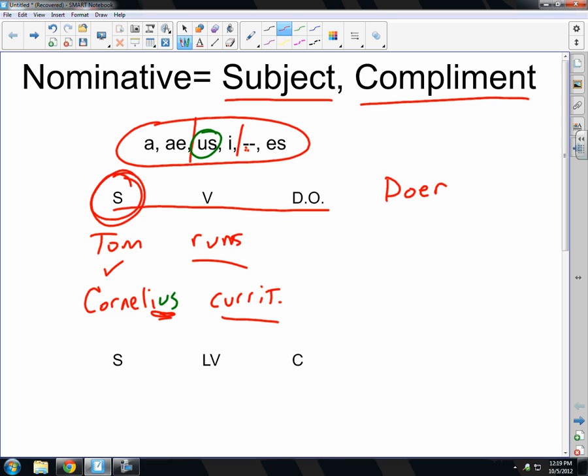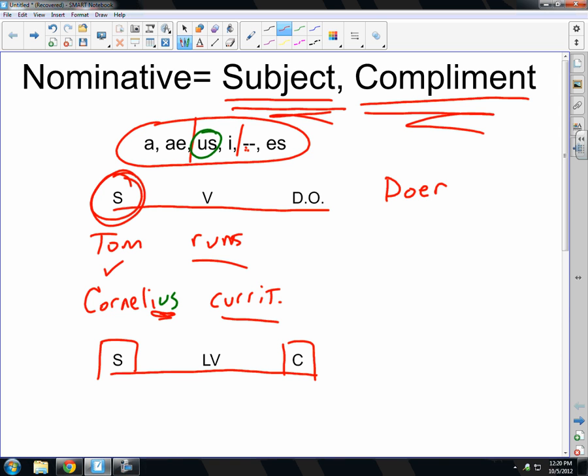Now, we do have another pattern that has a subject. We have a linking verb pattern. So we get a subject, a linking verb, and a complement. Both this subject, right here, and the complement, right here, will have a nominative ending. In this case, the subject is the subject of a comparison, or the complement is the comparison itself.